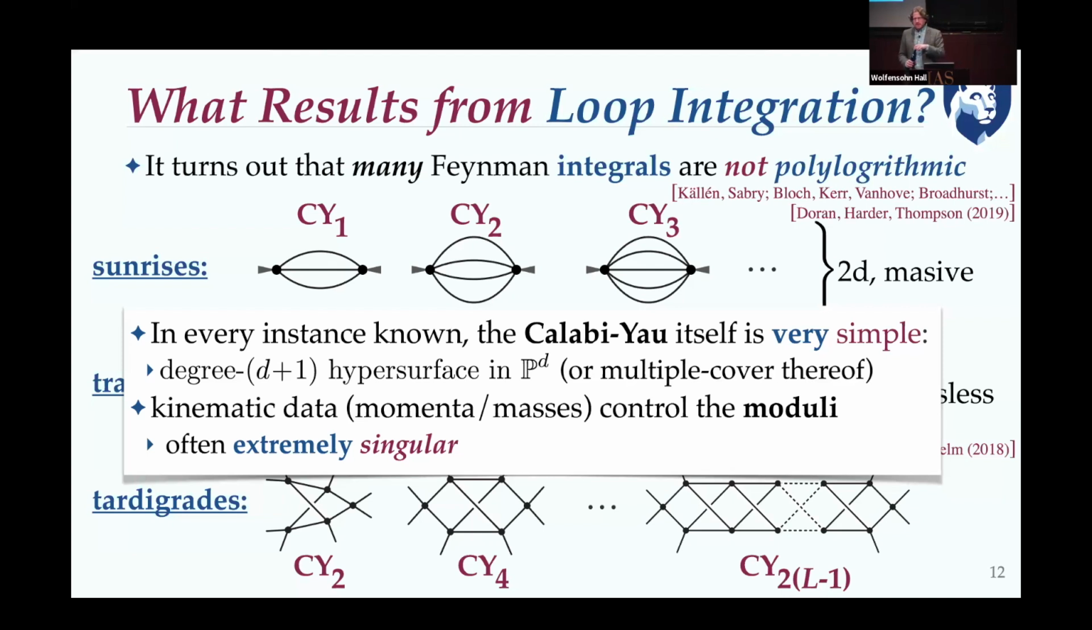But the good news is that so far, every example anybody's ever found of a non-polylogarithmic integral involves the same kind of geometry. It's not even all Calabi-Yaus. If it were Calabi-Yaus, it's okay. I mean, that's a pretty big category of spaces. But it's even better than that. It is just the simplest.